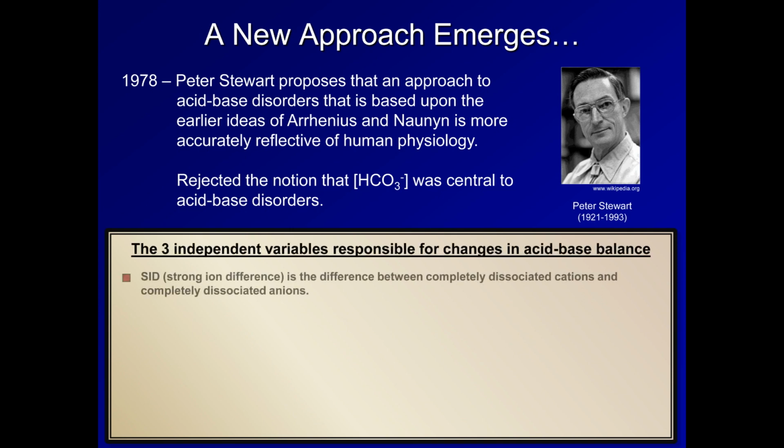First is the SID, which stands for strong ion difference. This is the difference between completely dissociated cations and completely dissociated anions. The term strong here refers to how strongly the ions dissociate and not how concentrated the solution is. In practice, there are different subtypes of the strong ion difference. For example, SID sub A for SID apparent is used to simplify the fact that numerous minor strong ions are not typically measured, but which collectively contribute very little to this calculation.